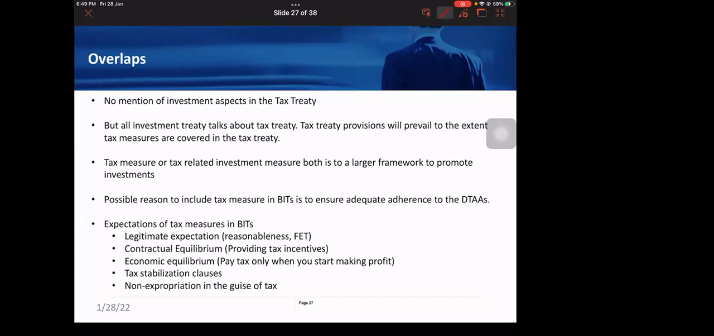So that way, contractual equilibrium as well as economic equilibrium is maintained. That is, you say that you pay tax only when you start making profit. You may not adhere to it in your tax law, but at least through bilateral investment treaties, you will try to agree to it. So the equilibrium is maintained from a contractual, from an economic standpoint. Tax stabilization clauses, which I've already dwelled upon, that is, they don't go back tomorrow and change the tax rates, which will jeopardize my investment. And non-expropriation in the guise of tax should not happen.